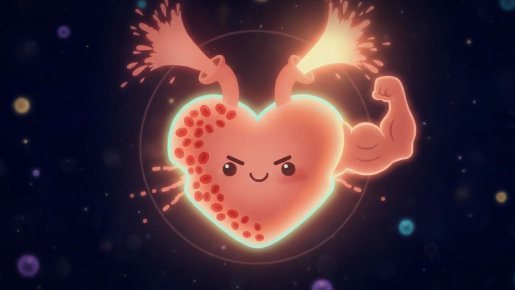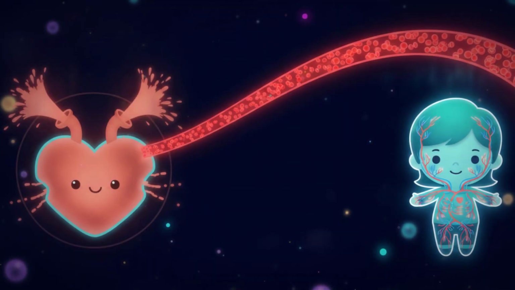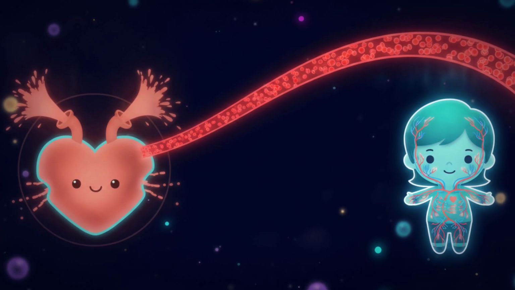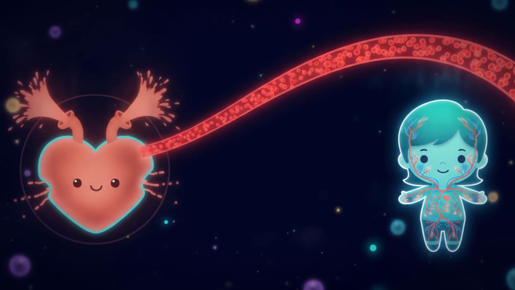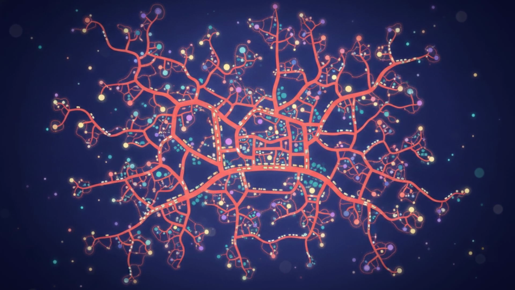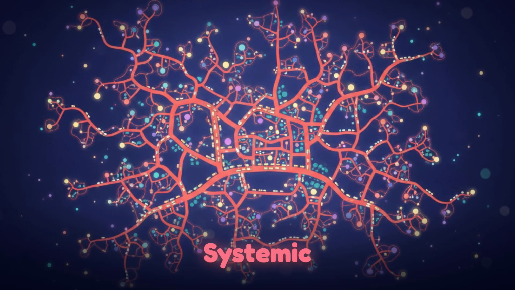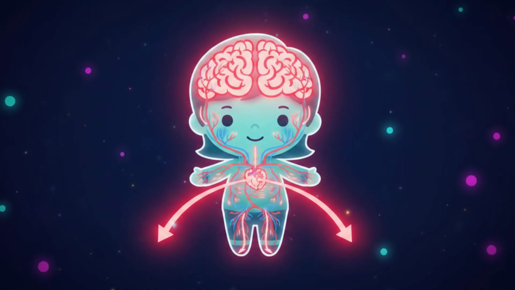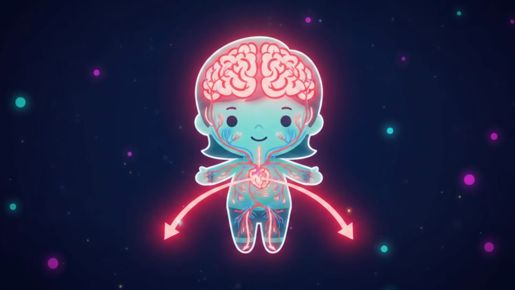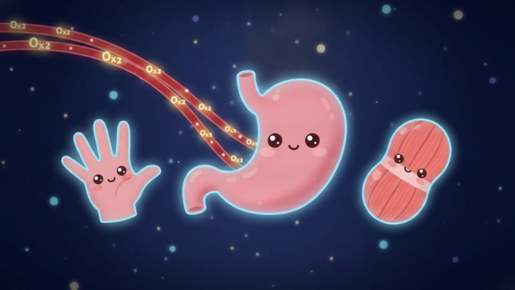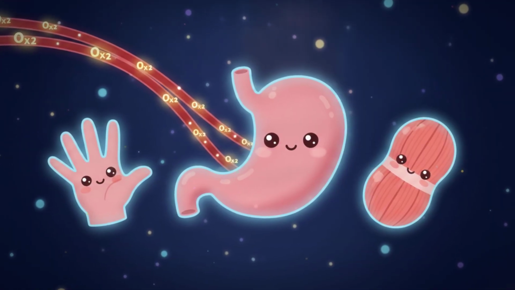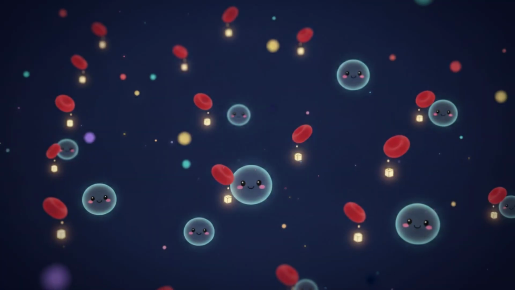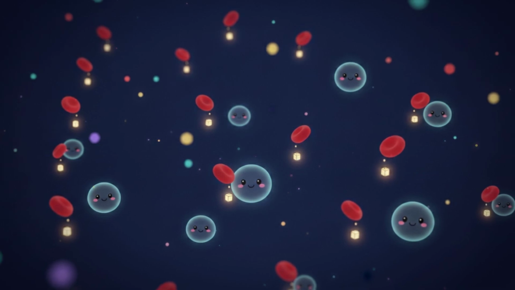Now the second loop. The left side of the heart takes that fresh blood and pumps it on a long journey out to your entire body. This is the systemic loop. Systemic means to the whole system, on all of you. This is the big one. Up to your brain, down to your toes, out to your fingers, your stomach, your muscles. Every cell, everywhere, gets its delivery from this loop.